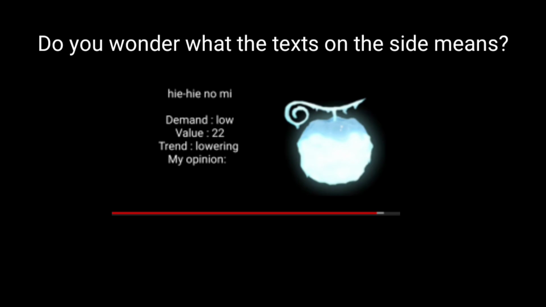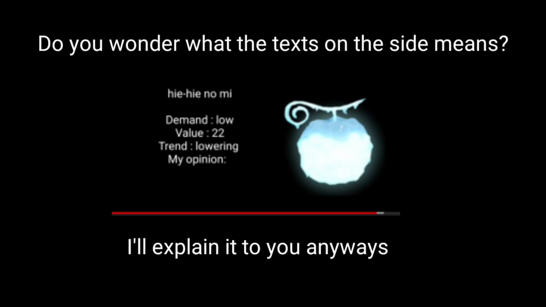Do you wonder what the text on the side means? I'll explain it to you anyways. Demand means how much an item is wanted in the community. Usually, the higher the demand, the higher the overpays it gets. How about value? Well, it means the average trades it could get. And finally, the trend. Well, it's basically the same as demand, but it shows the condition of the item.